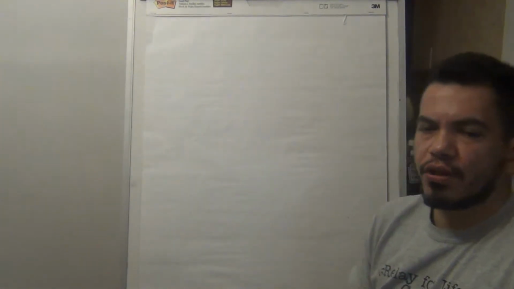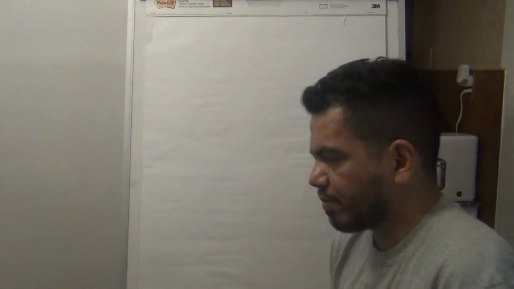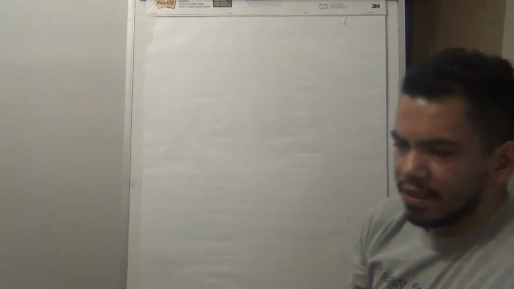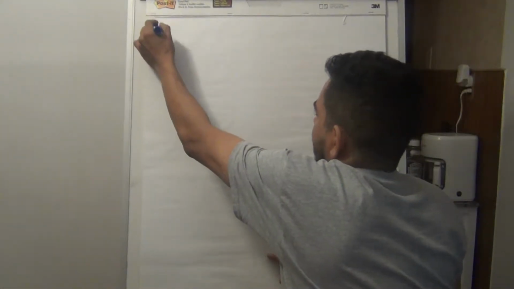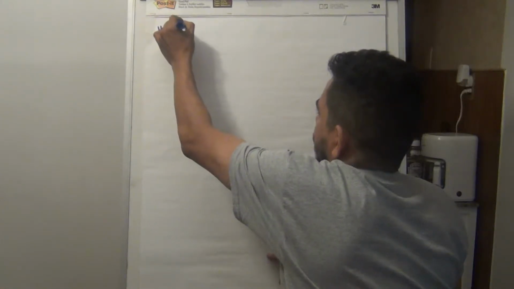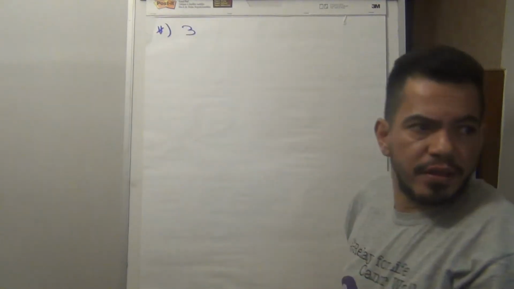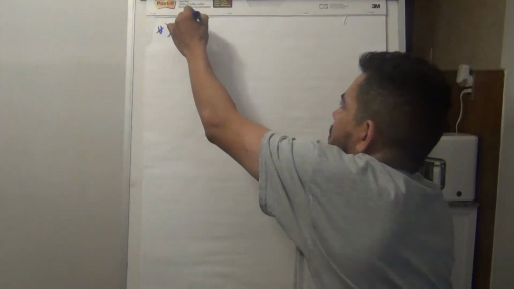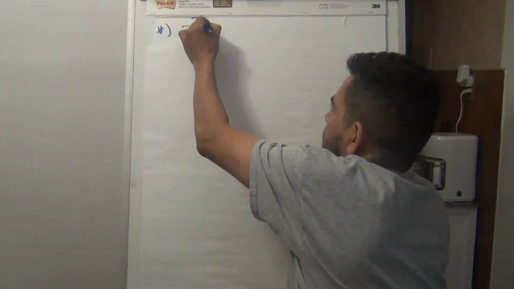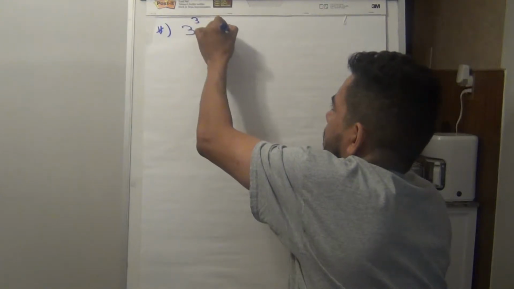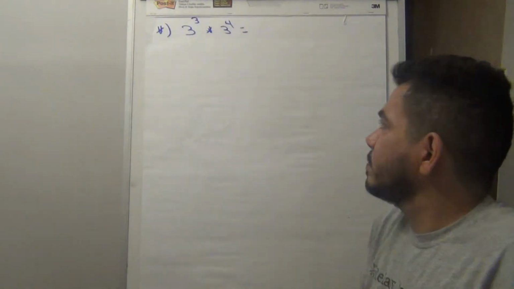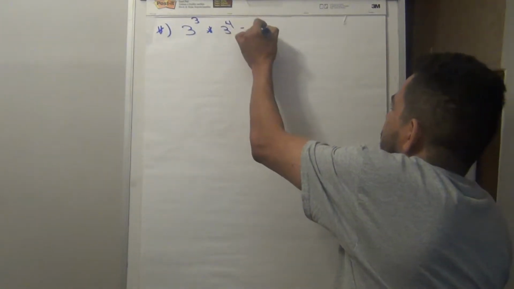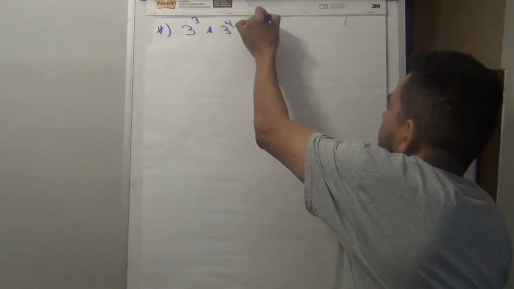Okay, let's do another exercise, another problem. I'm gonna use blue ink. Alright, so the next problem. It says, what is 3 to the 3rd times 3 to the 4th? Well, using the product rule, you know that this is 3 to the 7.